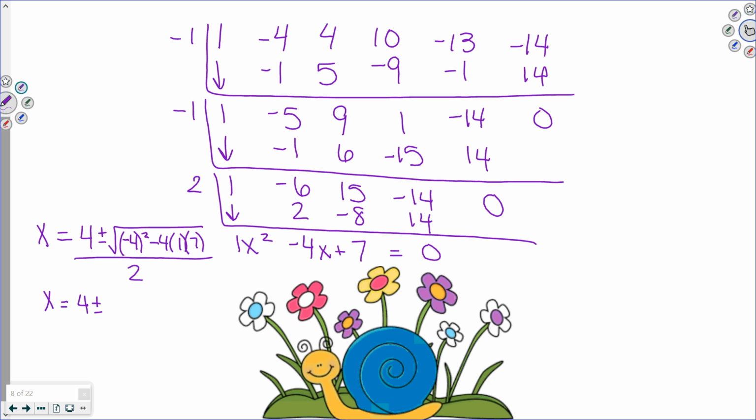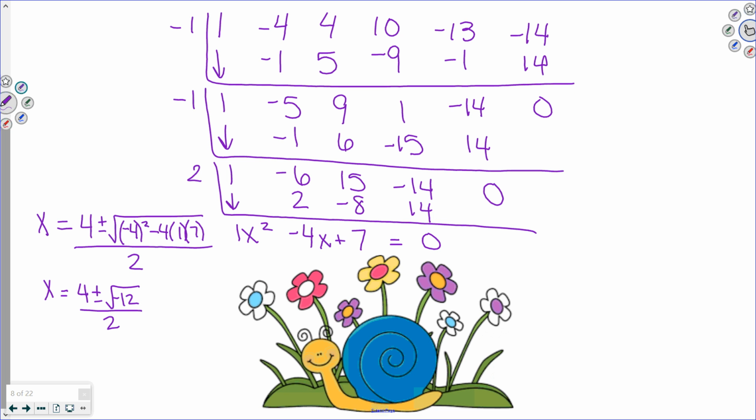4 plus or minus radical, what do we get underneath there? Is that negative 12? Negative 4 squared is 16. I know 4 times 1 times 7 is 28, so 16 minus 28 is negative 12. That's the way my brain works. All right, and then simplifying our radical negative 12. So 4 plus or minus 2i radical 3. Good.